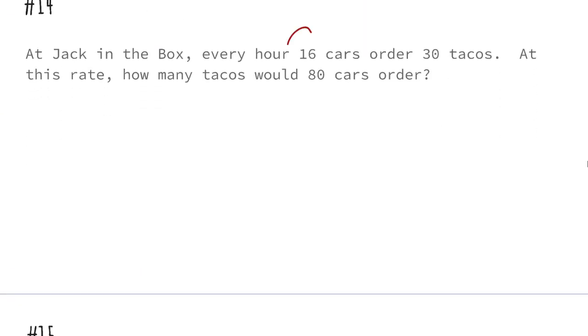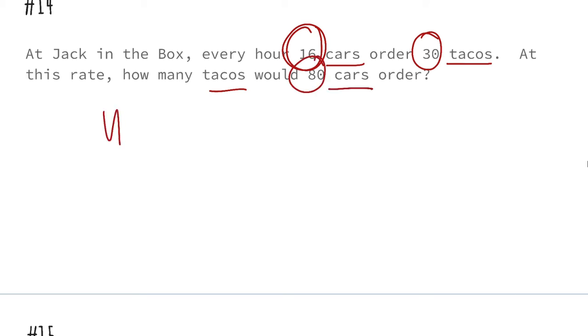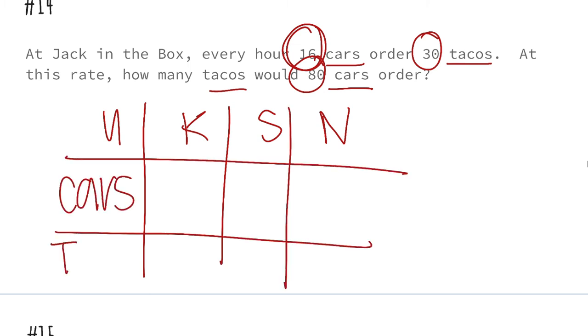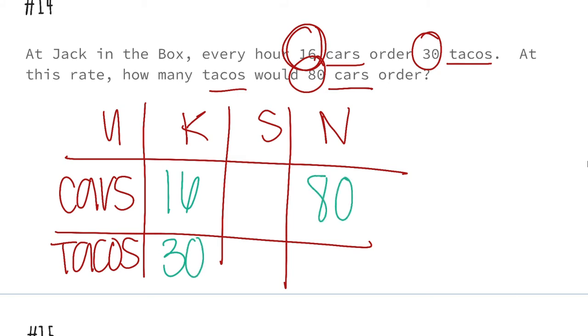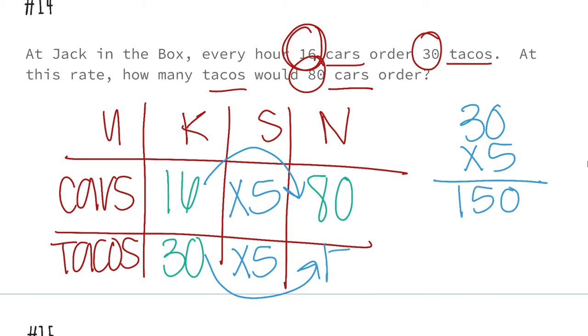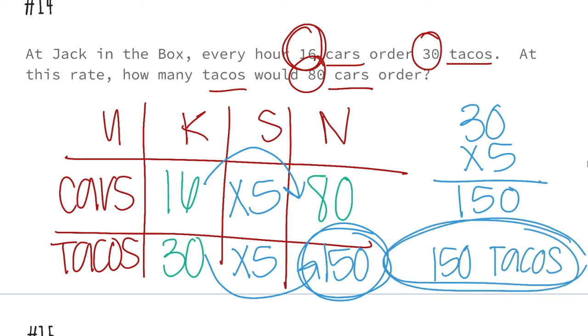At Jack in the Box, every hour 16 cars order 30 tacos. At this rate, how many tacos would 80 cars order? UKSN. We're talking about cars and tacos. I know that 16 cars can order 30 tacos. I need to know what 80 cars can do, right? So I'm going to do 16 times 5 to get 80. Whatever I do on top, I've got to do on bottom. 30 times 5. If you don't know, you can come over here. 0 and 15, so 150 tacos. So 80 cars can do 150 tacos.